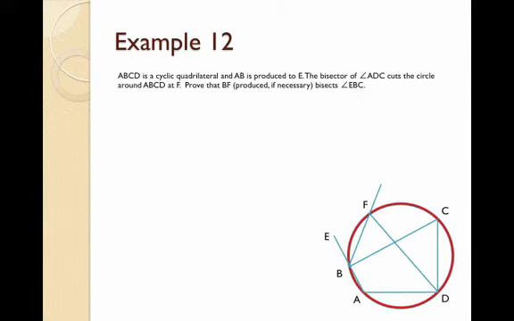Example 12 looks a bit like a dog's breakfast of lines in a circle. It says that ABCD is a cyclic quadrilateral and AB is produced to E. The bisector of angle ADC cuts the circle around ABCD at F. We are to prove that BF, produced if necessary, will bisect angle EBC.